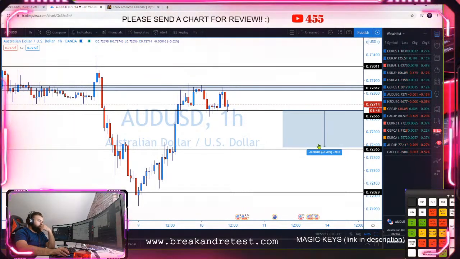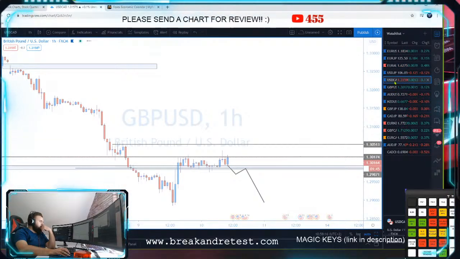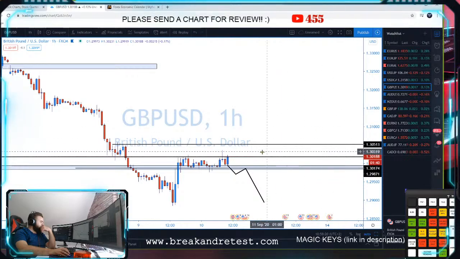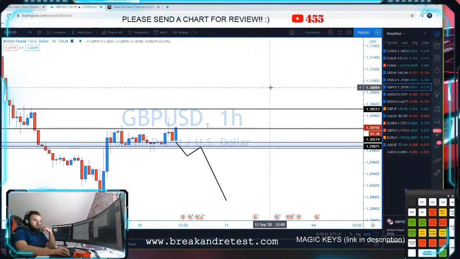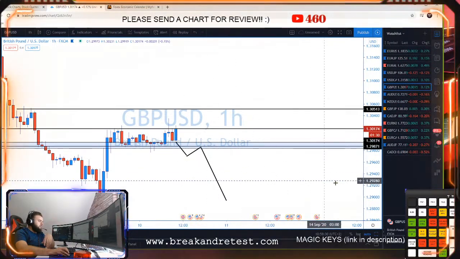I'm not in any trade, guys. Of course I'm not. Still waiting for a good setup. GU, it's not going to be good. There are 2 minutes left and it's not closing like we want it to. It's not going to be even a 5 pip breakout.